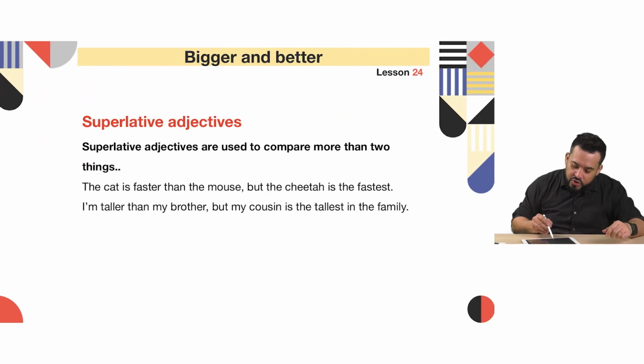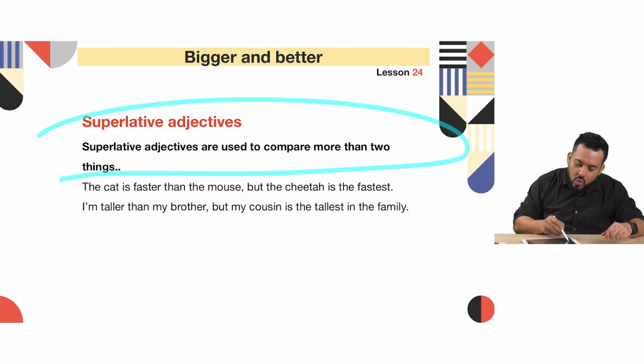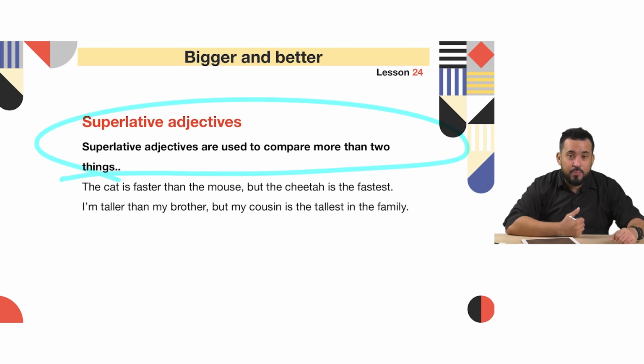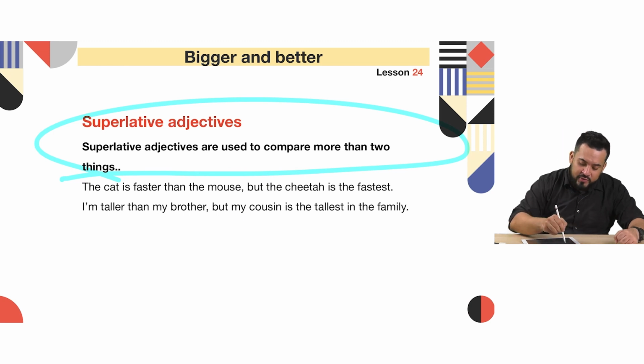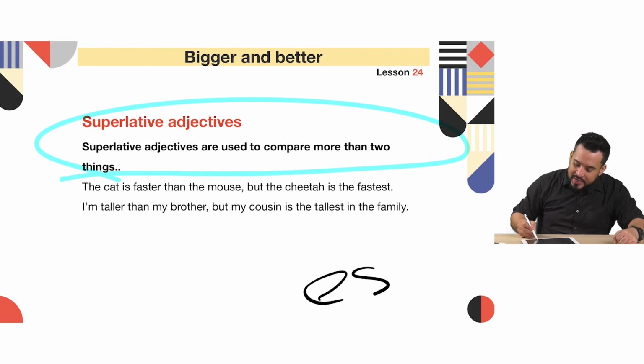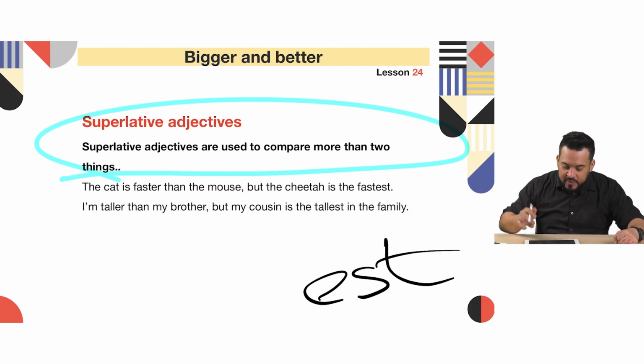Superlative adjectives are used to compare more than two things. If we compare more than two things, we use a superlative adjective. Comparative adjectives are just here, as here is ER, here is EST. Okay, let's take a look.